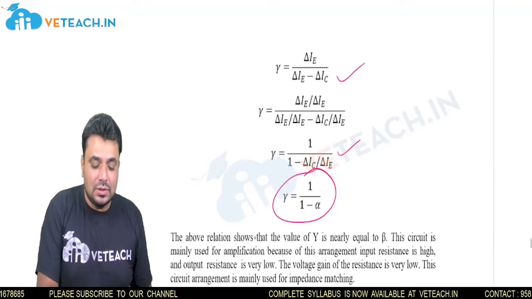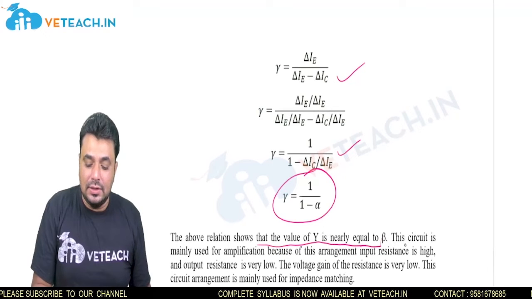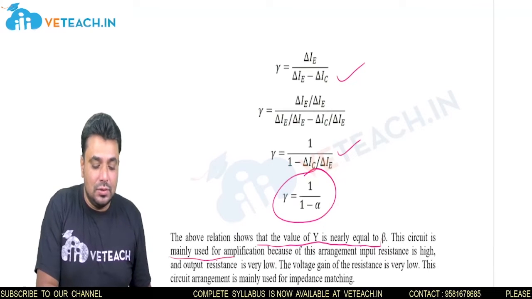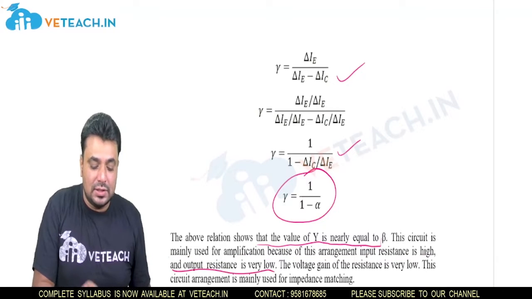The above relation shows that the value of gamma is nearly equal to beta. This configuration is mainly used for amplification because in this arrangement the input resistance is high and the output resistance is low.